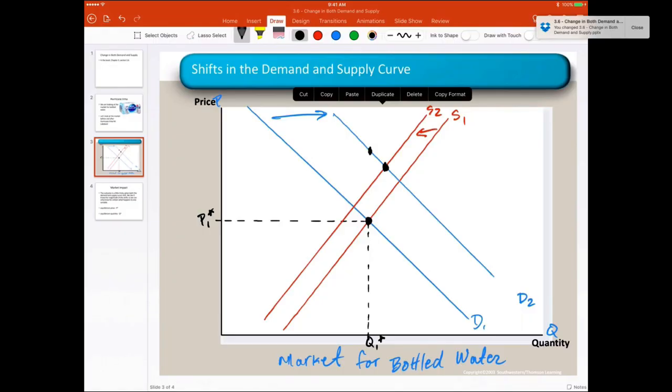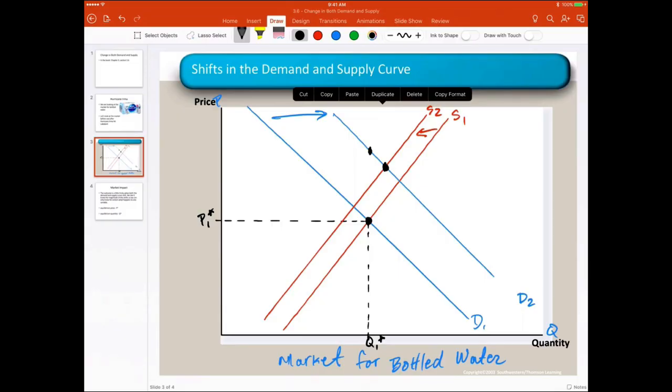So the takeaway here is that when two shifts occur, when both the demand curve and the supply curve shift, you will only know the outcome of one of your variables, either price or quantity. As you can see in this example, price is always higher than it is before. But quantity could be lower, could be the same, or it could be higher. It depends on the size of the shifts.